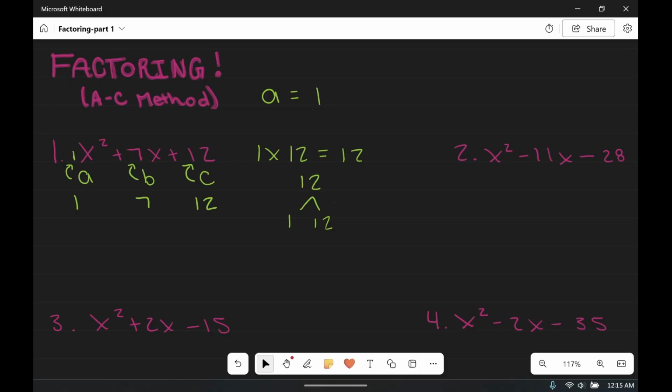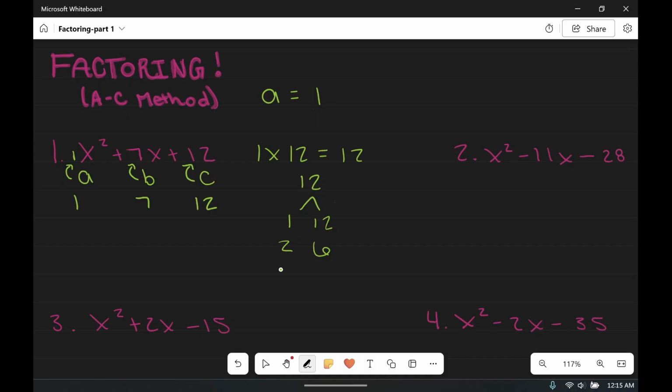Now, is there any way that we can change this so that 1 plus 12 equals 7? Well, the only option to try would be negative 12 times negative 1, because a negative times a negative equals a positive. But does this add to 7? Negative 1 minus 12 will not equal 7, and 1 plus 12 will also not equal 7. So we can move on. 2 times 6 equals 12, and if we made them negative, that would also equal 12, but neither of those options are going to add to 7.